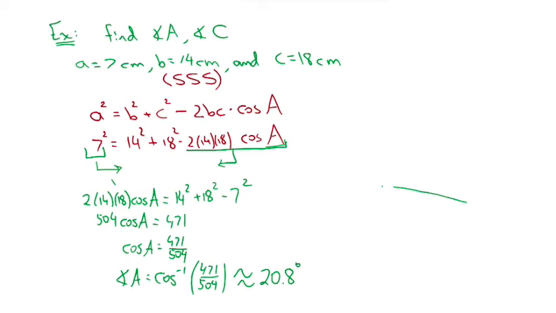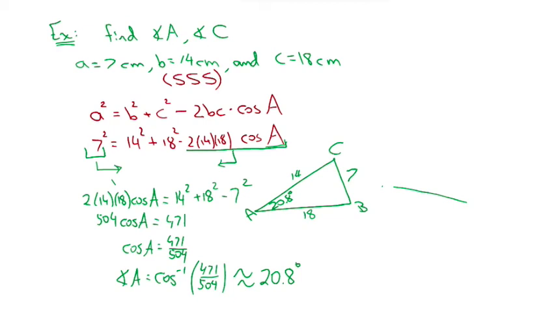Oh, you know what I forgot to do? I didn't draw my picture. I'm usually very good at drawing my pictures. A, B, C. So angle A is 20.8 degrees now. Small a is 7, b is 14, c is 18. All right, so far I got that.